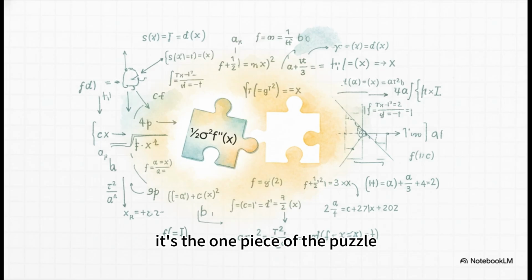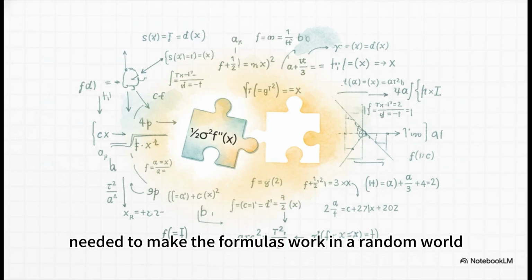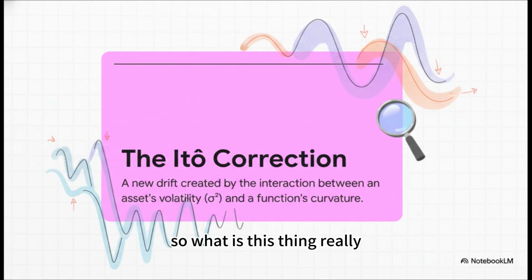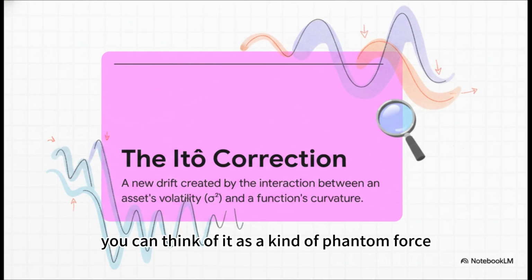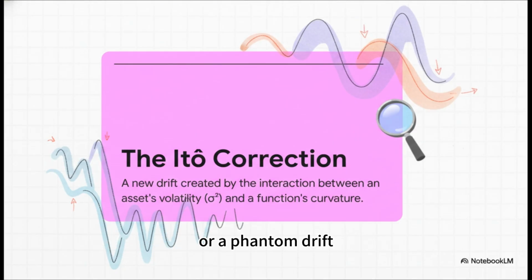It's the one piece of the puzzle that classical calculus was missing all along, the secret ingredient needed to make the formulas work in a random world. So what is this thing really? You can think of it as a kind of phantom force, or a phantom drift.